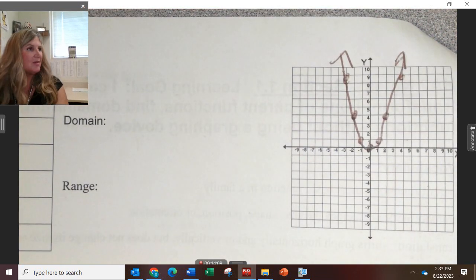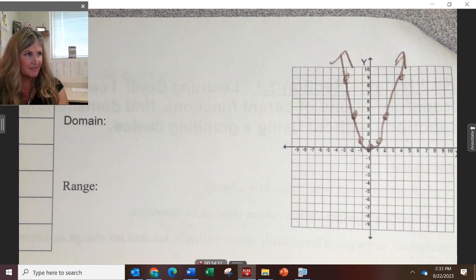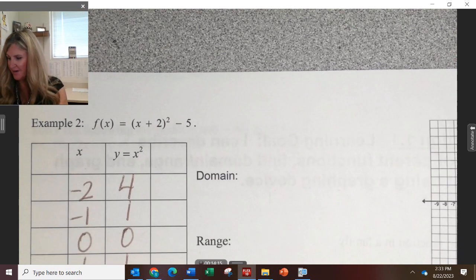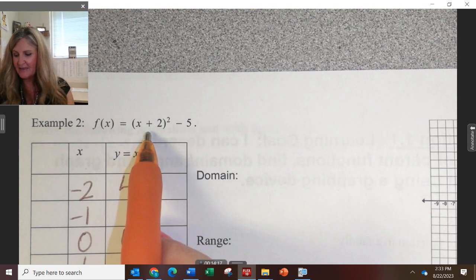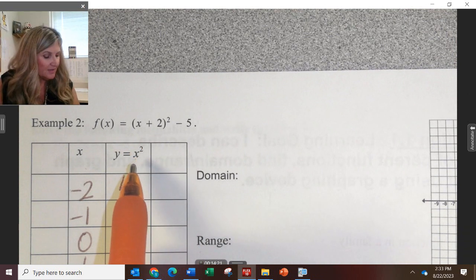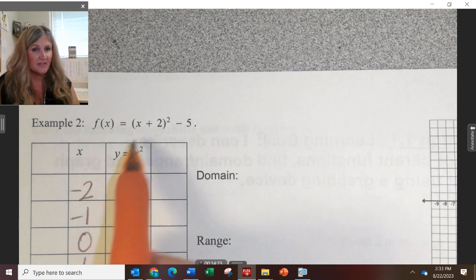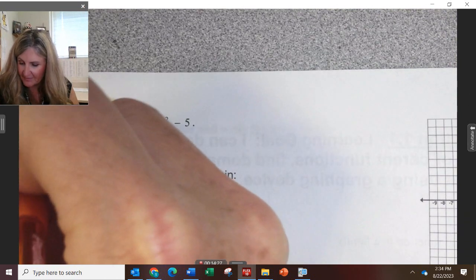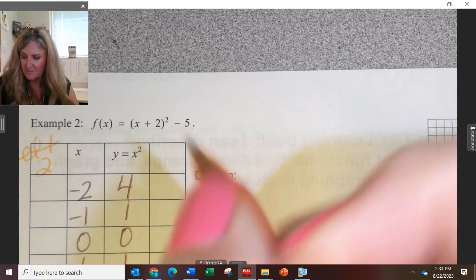Now we're going to apply our transformations. All right, so let's look and see what's going on here. So the x got replaced with an x plus 2. Colin, what do you think that's going to do? Shift is what? Good. So we're going to have to go to the left 2.